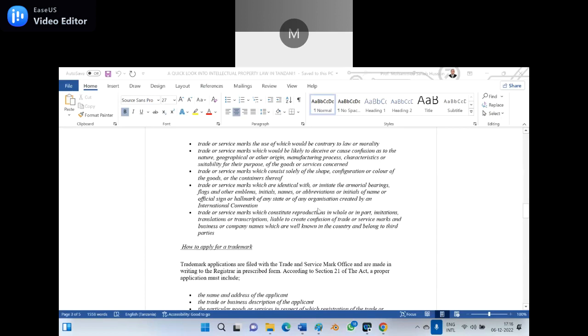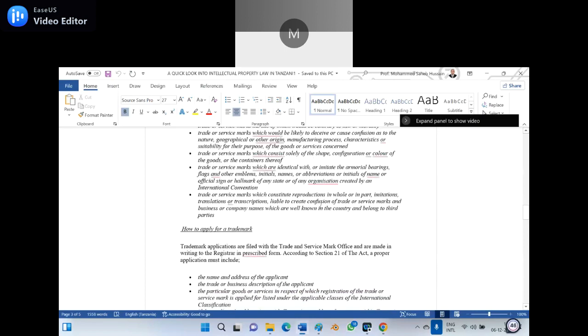Next, trade or service marks which are identical with or imitate the armorial bearings, flags and other emblems, initials, names or abbreviations of the name, or official signs or hallmarks of any state or of any organization created by an international covenant. So such things also are restricted, and they cannot be registered as a trademark.